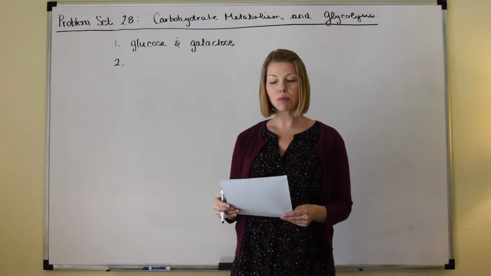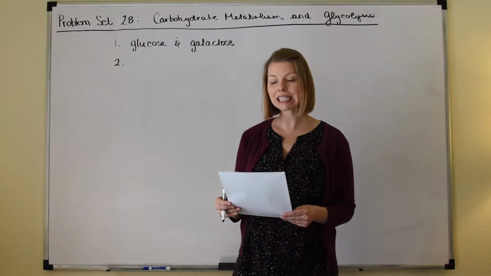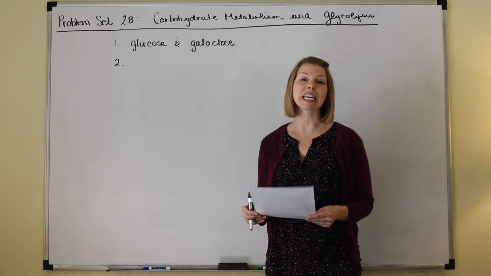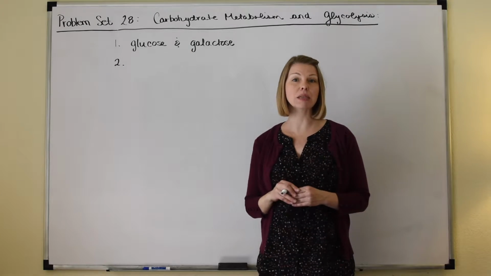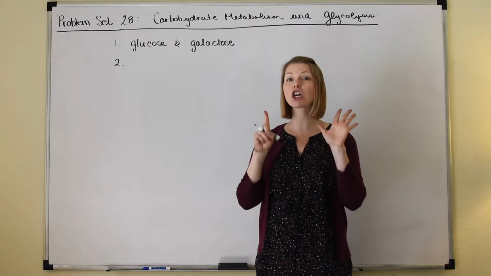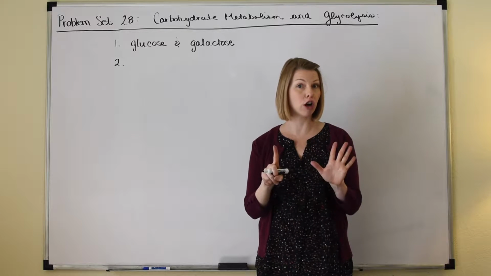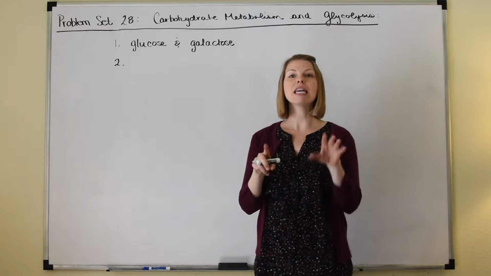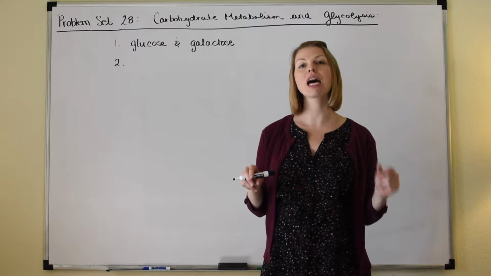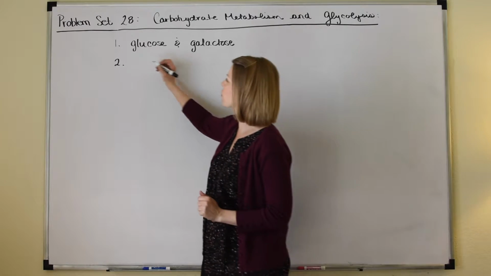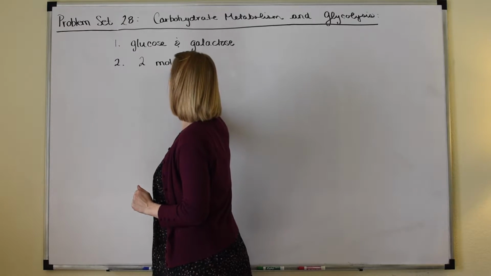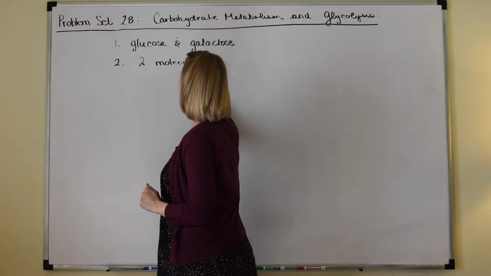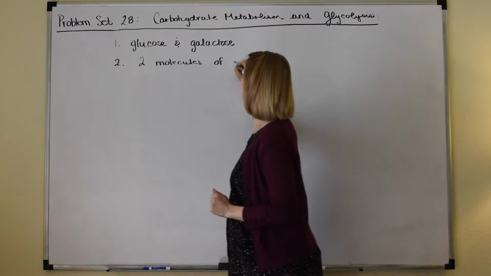All right, number two. What is the final product from the 10-step process of glycolysis? Remember that glycolysis is the process in which the 6-carbon molecule glucose is broken down into 2 molecules of pyruvate. So the final product is 2 molecules of pyruvate.